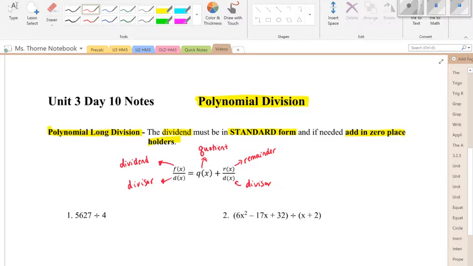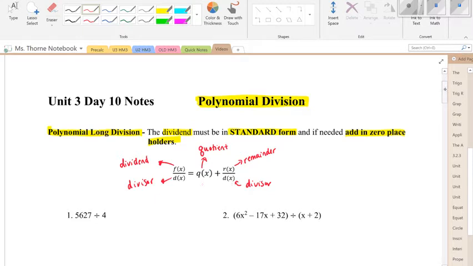So you're asking yourself, what is the dividend? Remember, in this case, if we were dividing f of x by d of x, f of x would be the dividend, and d of x is what you're dividing by, so the divisor. Your answer is the quotient and the remainder divided by the divisor.